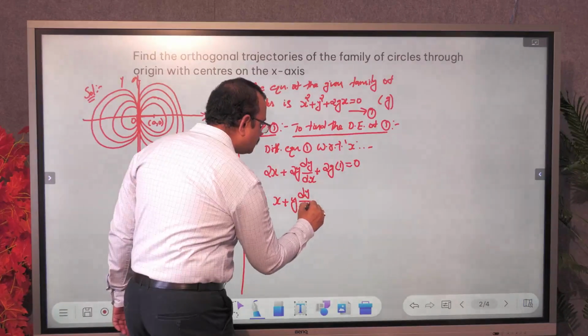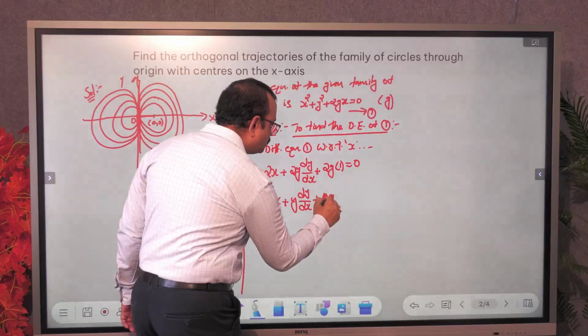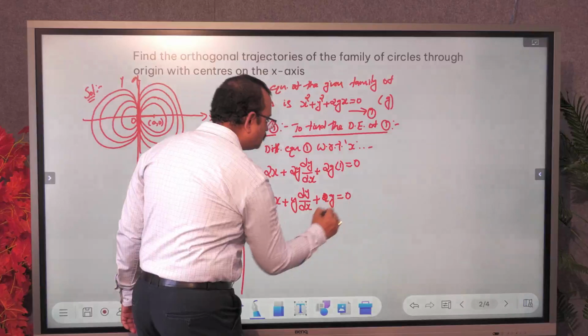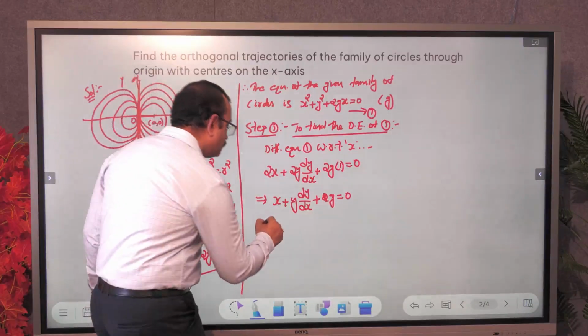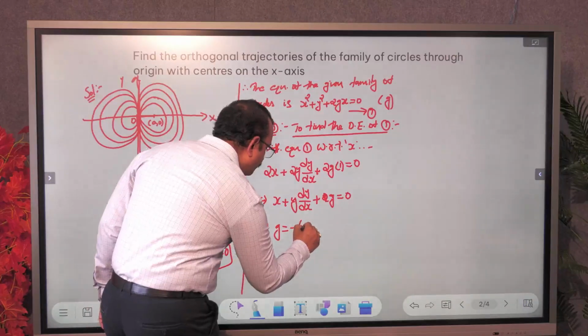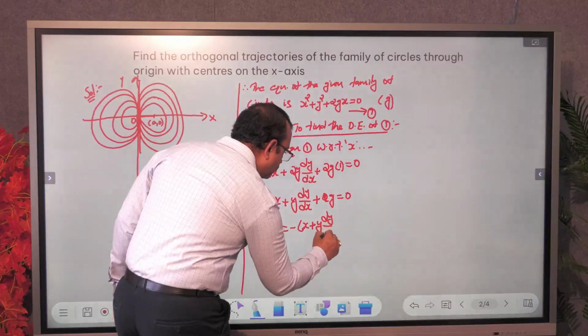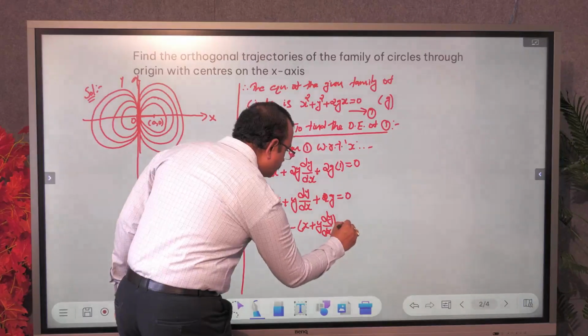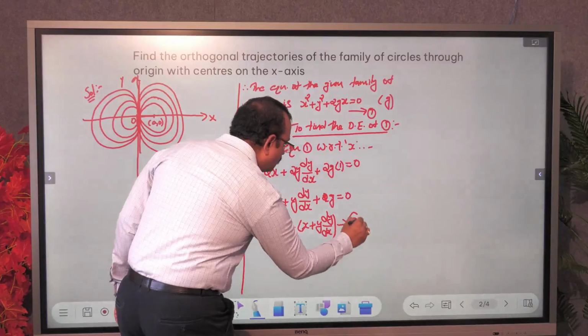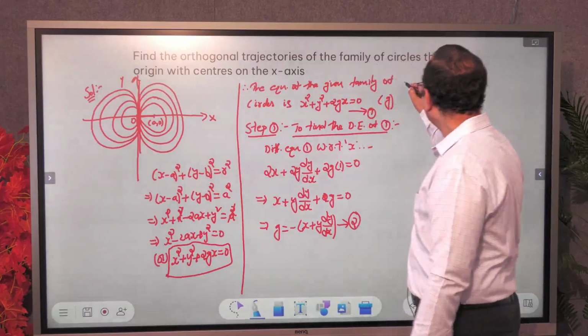dy by dx plus g is equal to 0. So now we can write g is equal to minus of x plus y into dy by dx. Now we have to replace this g value that we got. We have to substitute this g value in equation 1.